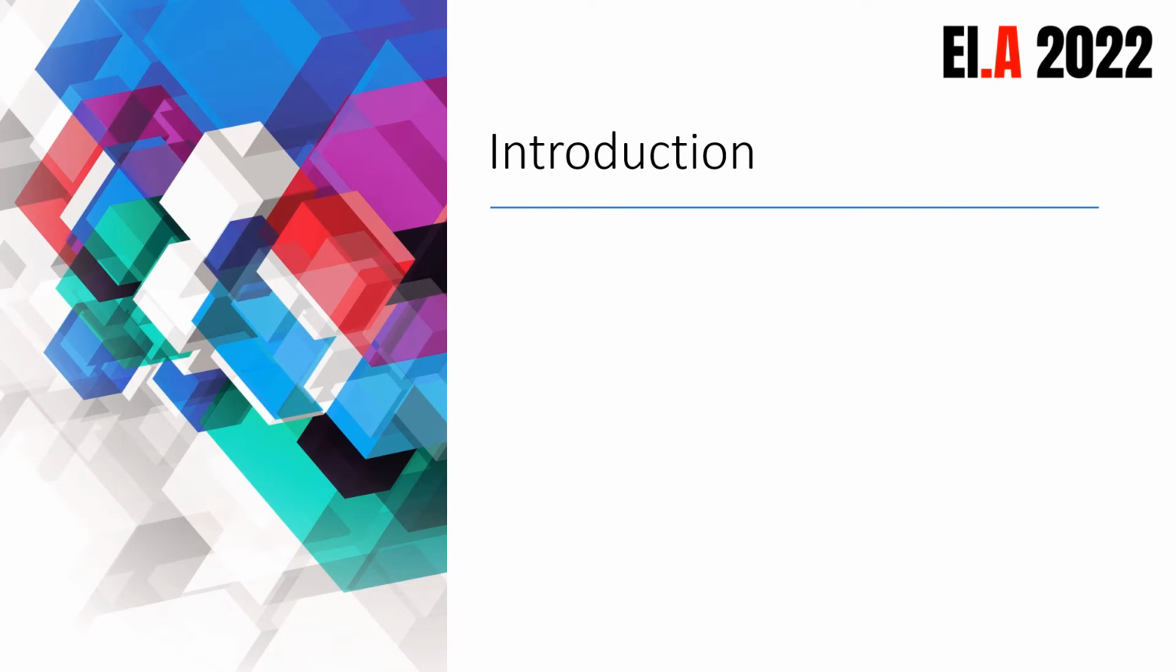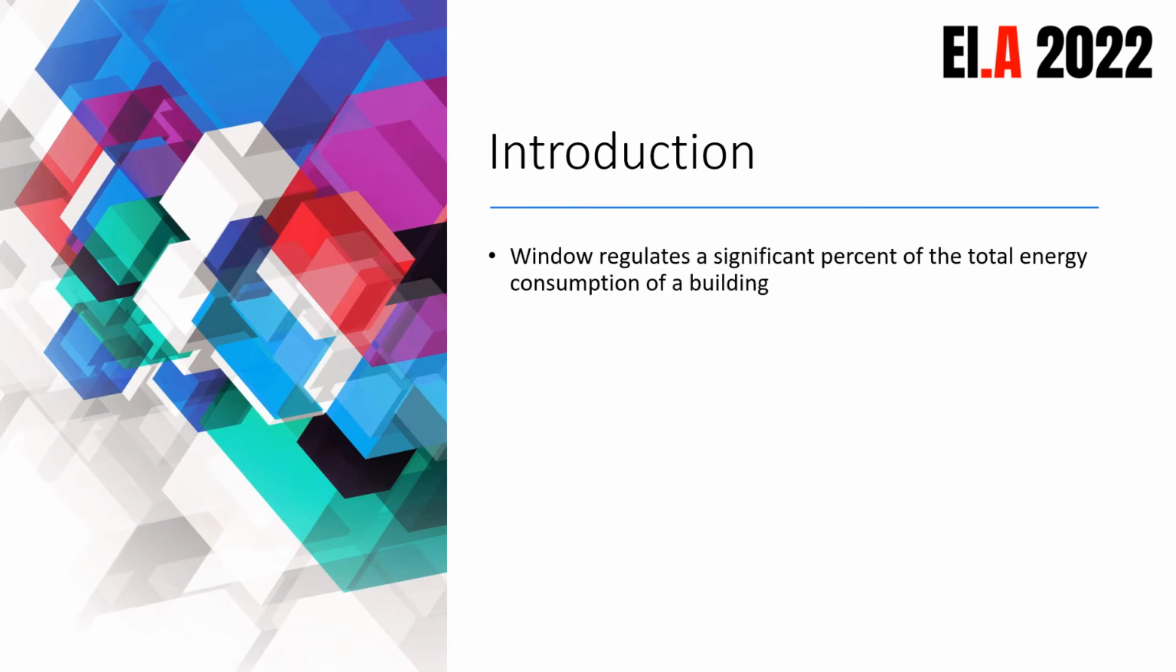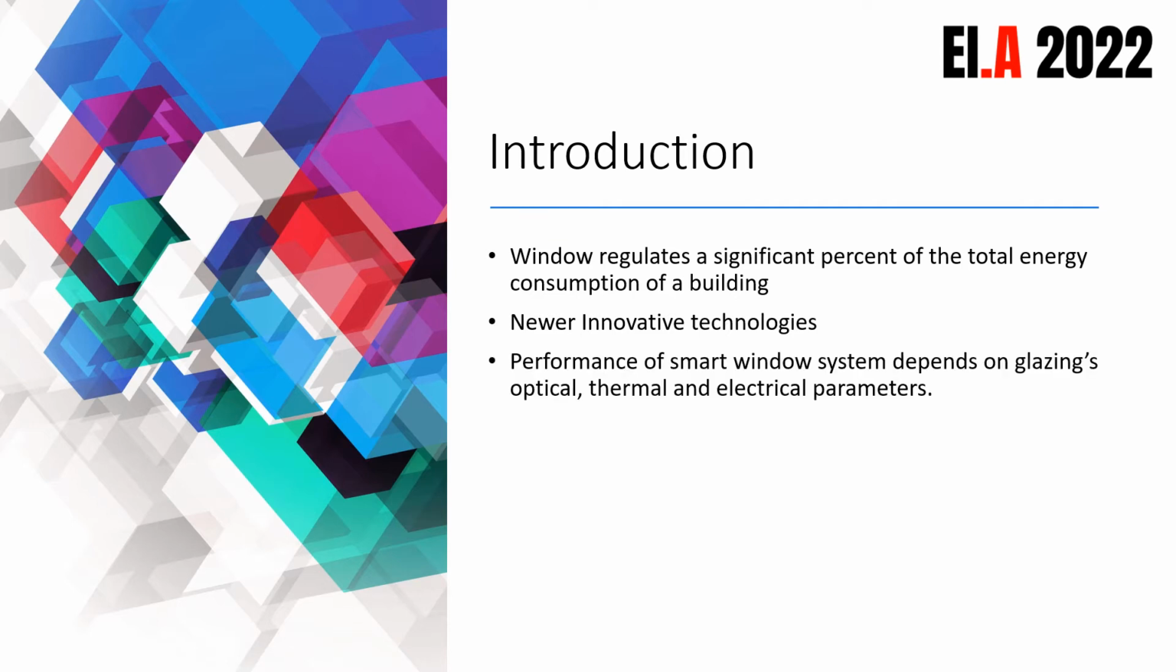Building energy consumption depends on the electricity consumed in heating, cooling, lighting, and other appliances. Window regulates a significant percent of the total energy consumption of the building. Newer innovative technologies such as building integrated photovoltaics, dynamic blind, and electrochromic glazing have been deployed in building facades or windows to conserve energy and maintain occupants' thermal and visual comfort.